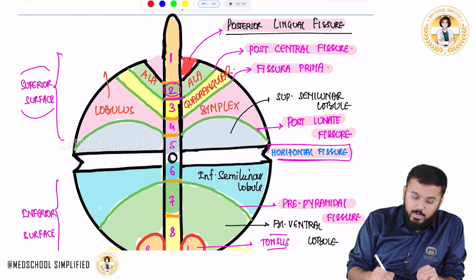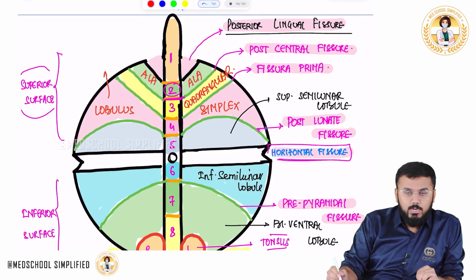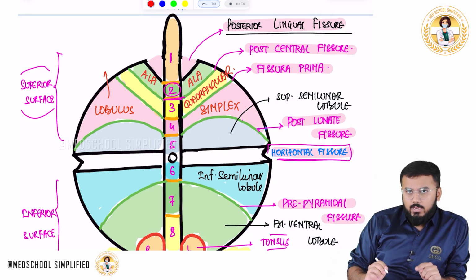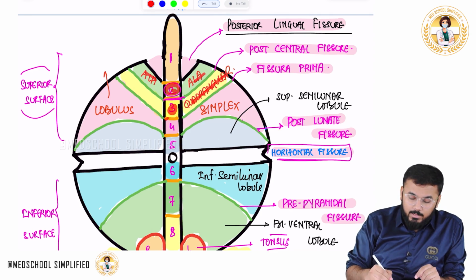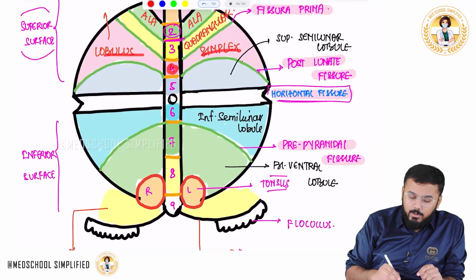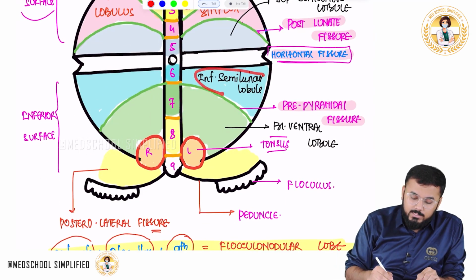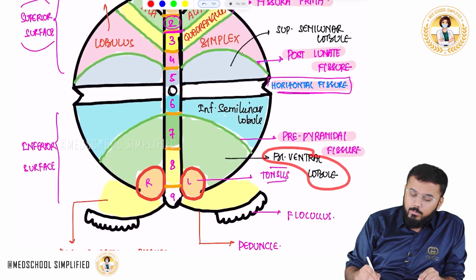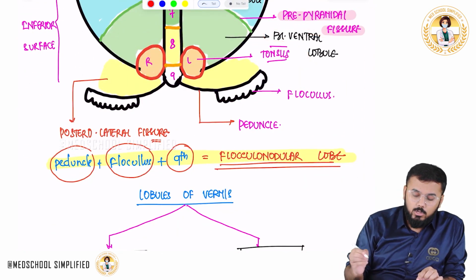Next, this triangular area, this gap whatever is there here, has a fissure called the posterior lingual fissure, okay? And next important thing, if you closely observe here, the second lobule is accompanied by ala, third lobule is accompanied by quadrangular lobule, fourth lobule is accompanied by lobulus simplex, fifth lobule is accompanied by superior semilunar lobule, sixth lobule is accompanied by inferior semilunar lobule, seventh and eighth are accompanied by biventral lobule, and ninth is accompanied by the tonsils on either side.